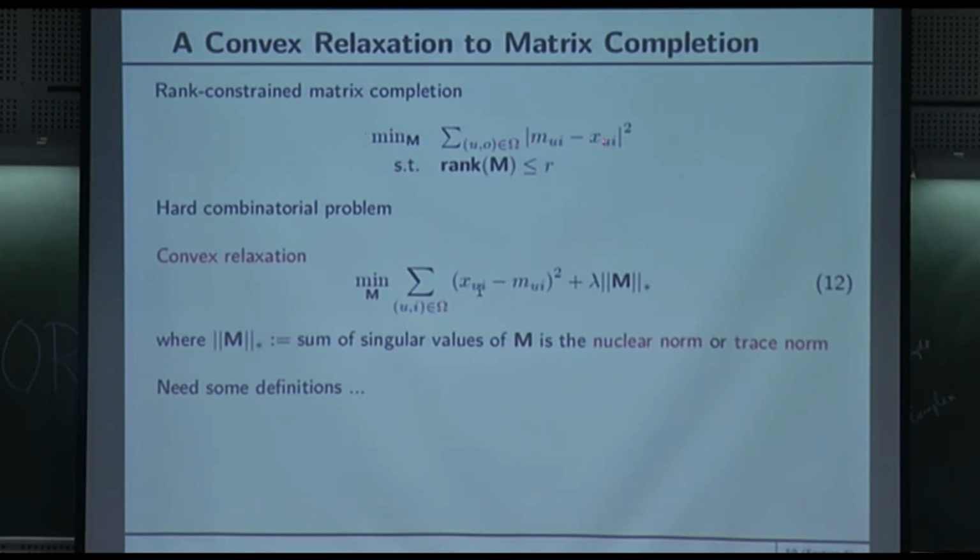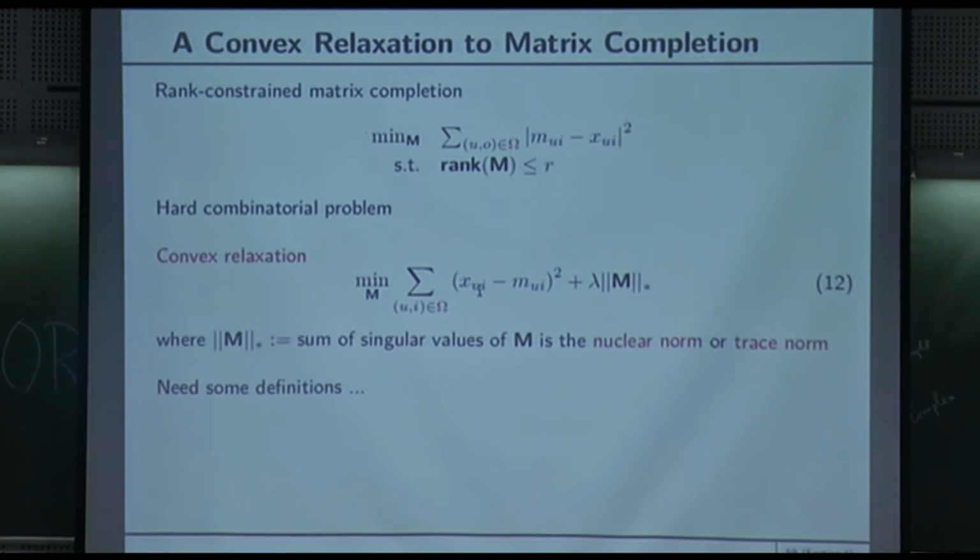Here the situation is reverse. I don't know all the elements. I'm trying to find a matrix M which has low rank but approximates these elements reasonably well. And in order to be able to do that, the combinatorial problem is hard. Instead, what you do is you write a combination. This is the mean square error over the components that I know, plus lambda, which is a multiplier, regularization parameter, times M star, which is the nuclear norm or the trace norm.